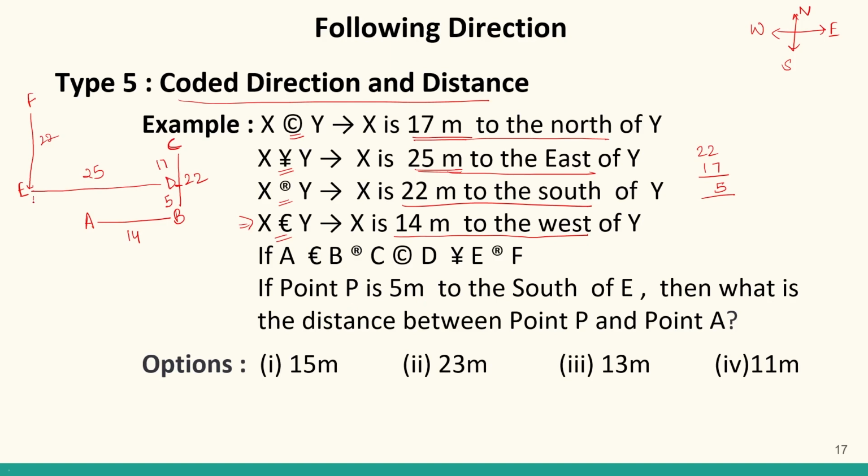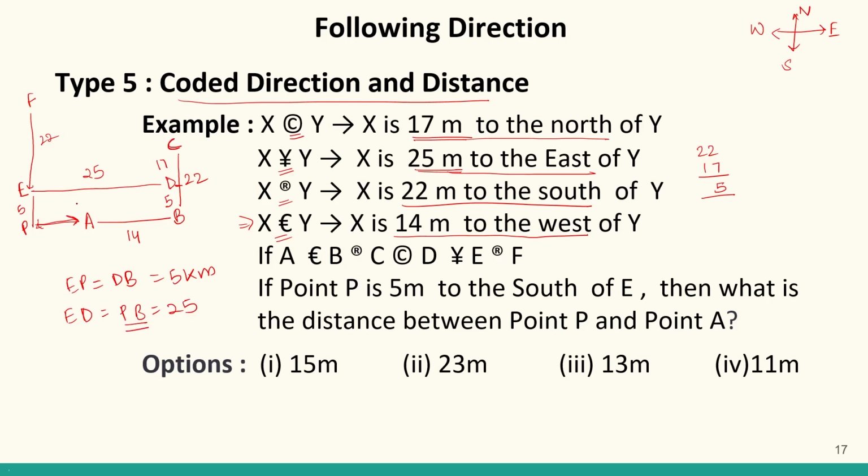Point P is, if I go 5 meter to the south, this will be in the same line as PAB, right? Then what is the distance between point P and point A? We have to find out this distance. That is why I told you it is important to draw in scale. Now, if you look at the question, this distance will be equal to this distance. So EP distance will be equal to DB distance, which is 5. Similarly, ED distance will be equal to PB distance, which is 25.